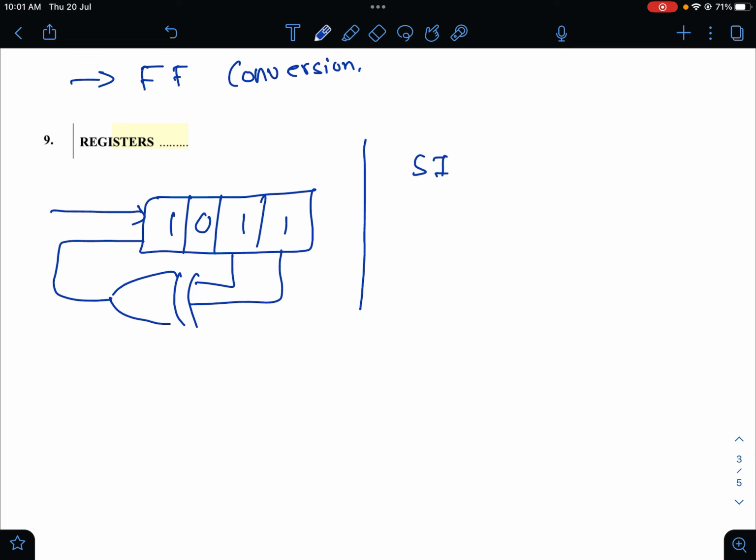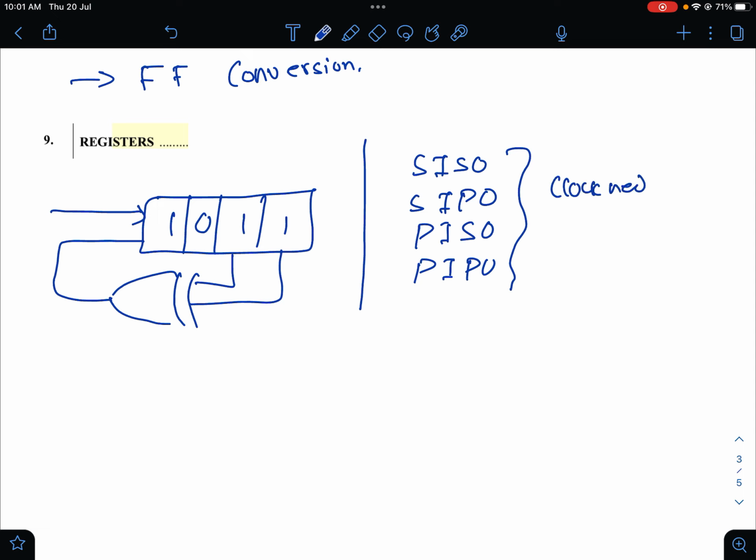There are 4 kinds of configuration: SISO, SIPO, PISO, and PIPO. In these 4 configurations, you need to remember how many clocks are needed to store the data and to retrieve the data. So how many clocks you need to store the data, how many you need to retrieve the data, in case of these 4 kinds of registers. So you need to have this data. This model is very frequent and sometimes questions are asked from this.